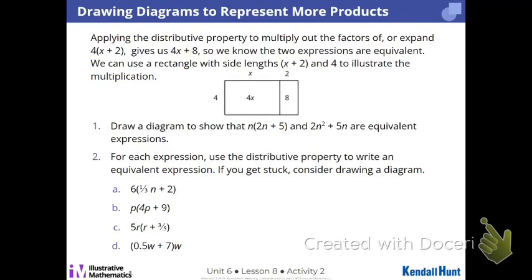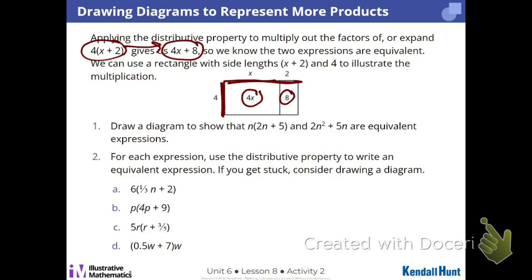We're going to take our warm-up a step further. So instead of like 5 times something, we got 4x and 8. We're going to try to get there from 4 times x plus 2. So you'll see in this box, this one's horizontal instead of vertical. We've got a 4 by an x plus 2. So 4 times the x gives me 4x, and the 4 times the 2 gives me 8.